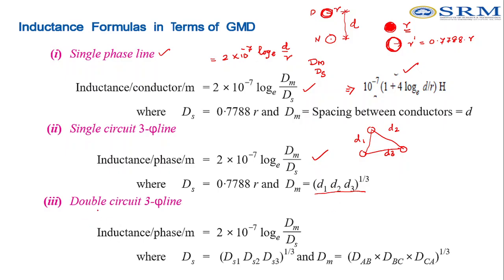And for the third case, the double circuit line, it is also given as 2 into 10 power minus 7 ln dm by ds. The formula is the same, but the calculation of dm and ds differs here. For this case, ds is equal to (ds1 ds2 ds3) whole power 1 by 3, and dm equal to (dab dbc dca) whole power 1 by 3. Later we'll see what dm and ds are.